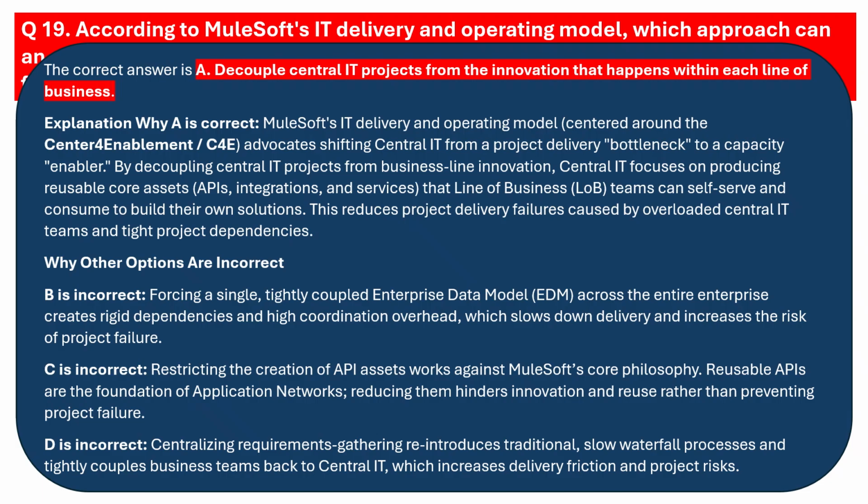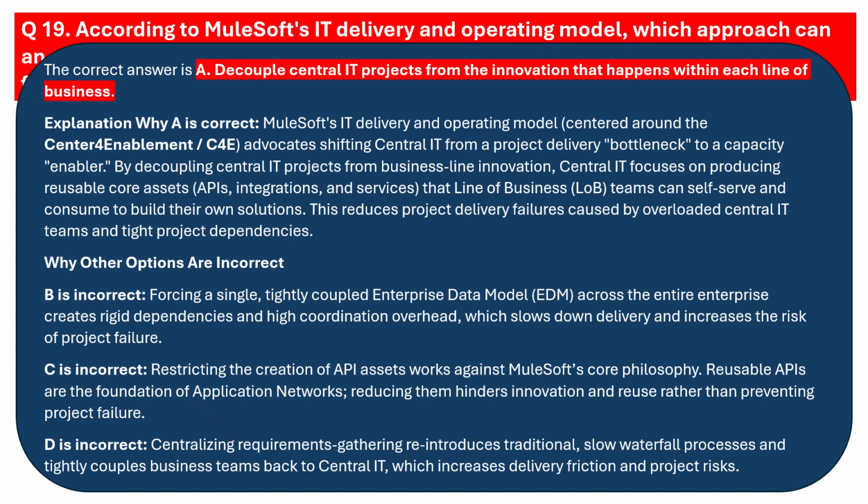Why other options are incorrect? B is incorrect. Forcing a single tightly coupled enterprise data model, EDM, across the entire enterprise creates rigid dependencies and high coordination overhead, which slows down delivery and increases the risk of project failure.